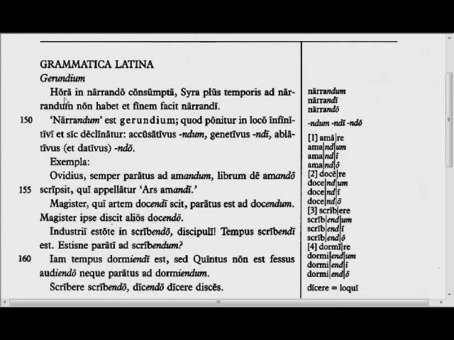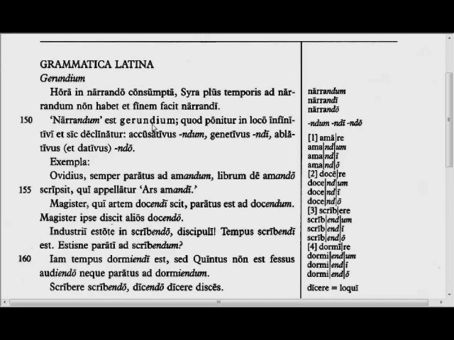So here we have hora in narrando consumta, with an hour used up in telling. So here's an example of an ablative gerund. With an hour used up in telling, Sira does not have more time to tell. Okay, here's another gerund, ad narrandum, and makes an end of her telling. And here we have the genitive form. So here we have all three forms: ablative, accusative, and genitive of the gerund.